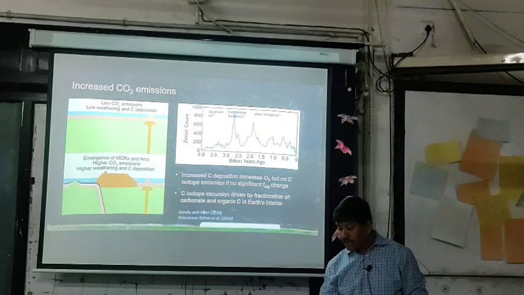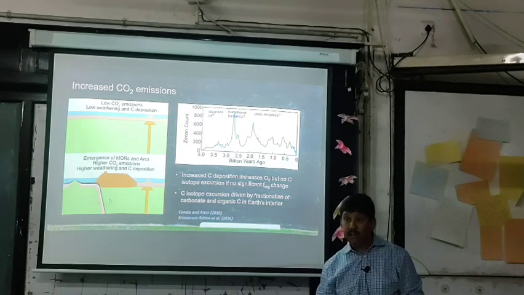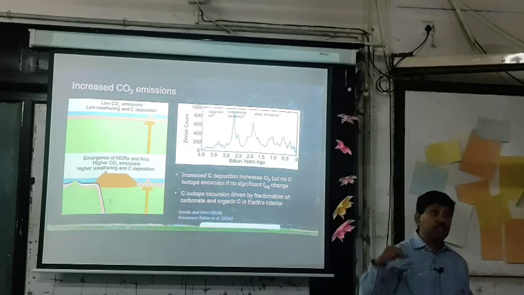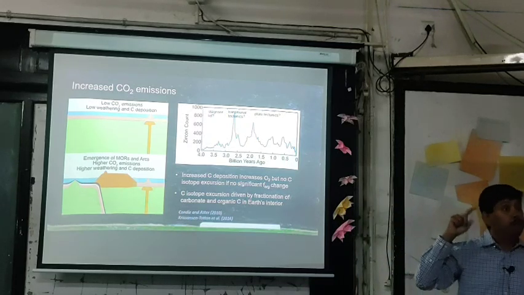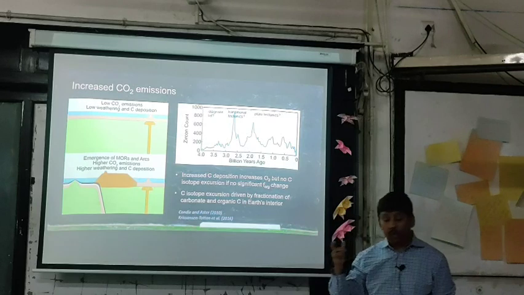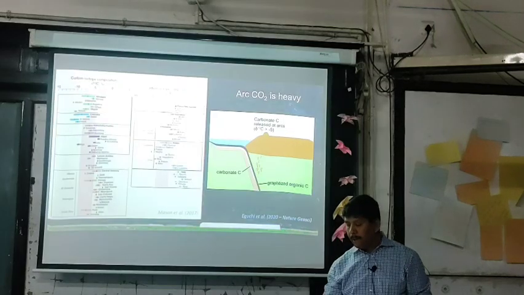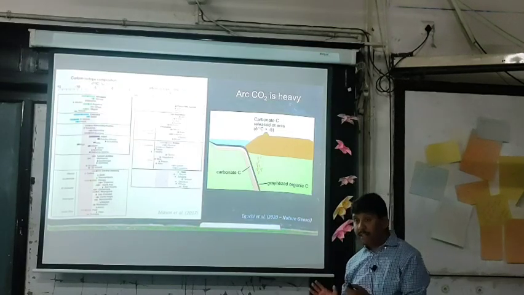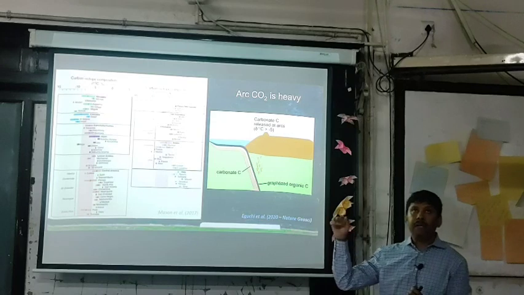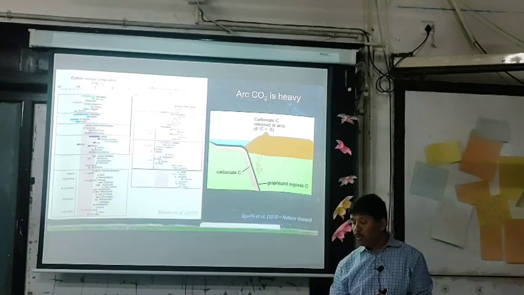And then the atmosphere's oxygenation can be driven by fractionation of carbonate and organic carbon in the interior. Remember I showed you, carbonate breakdown is going to be much more efficient in arcs, but organic carbon is still stable. It's not going to break down. So increased carbon burial equates to increased carbon subduction. And actually, as it turns out, there is evidence for carbonates coming out in arcs preferentially relative to organic carbon.